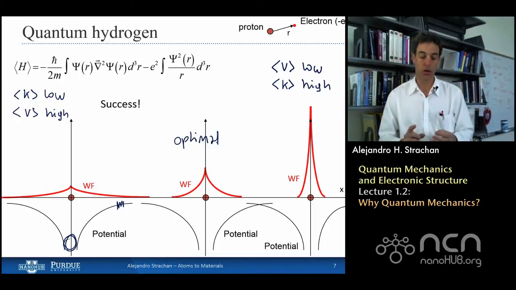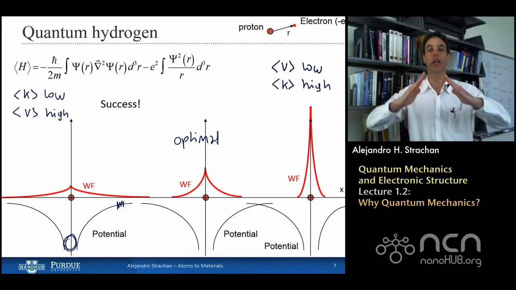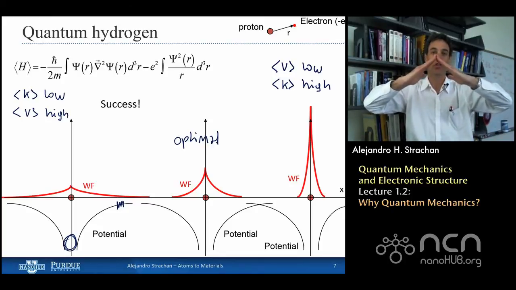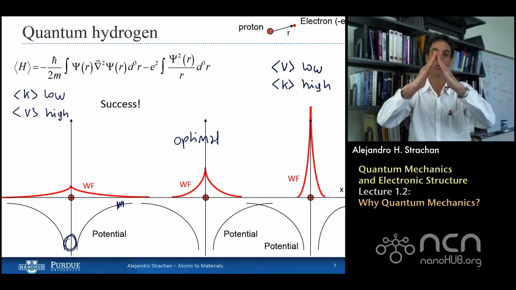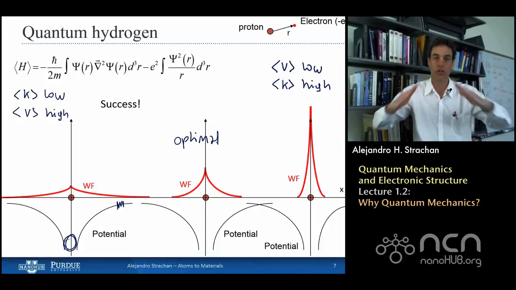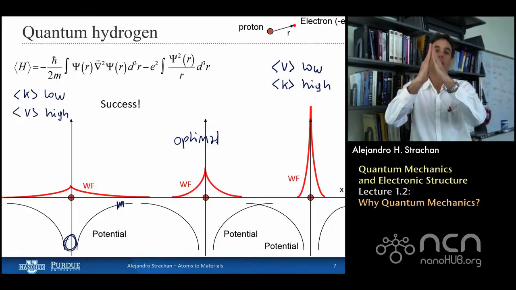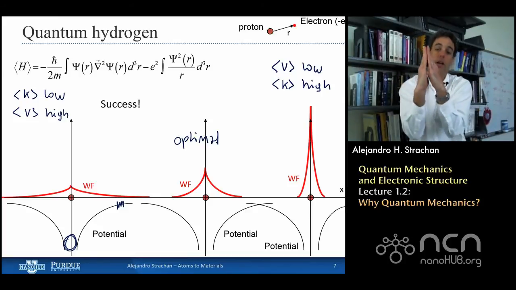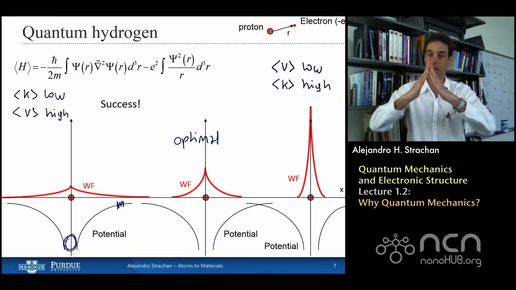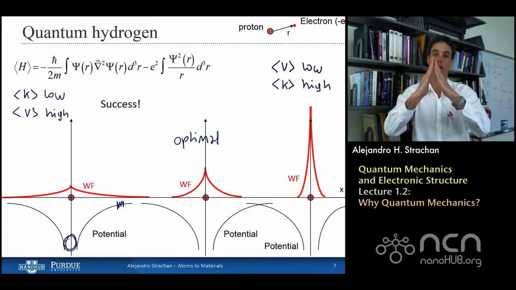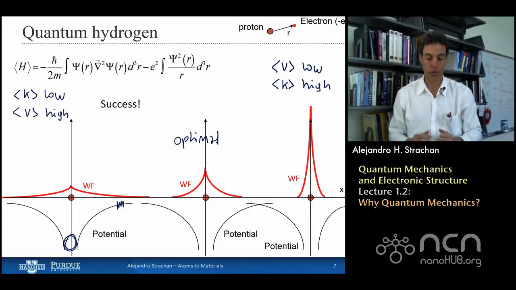Let me make one more comment, which is that it's really the kinetic energy that saves the day. If my hands are the wave function, as I try to make the wave function more and more compact, the kinetic energy is going up because the gradients of the wave function are increasing. And that's bad. So even though the potential energy wants to make the wave function very compact, the kinetic energy wants to keep it spread out, and there's a balance between these two, and a compromise is reached for a finite size.